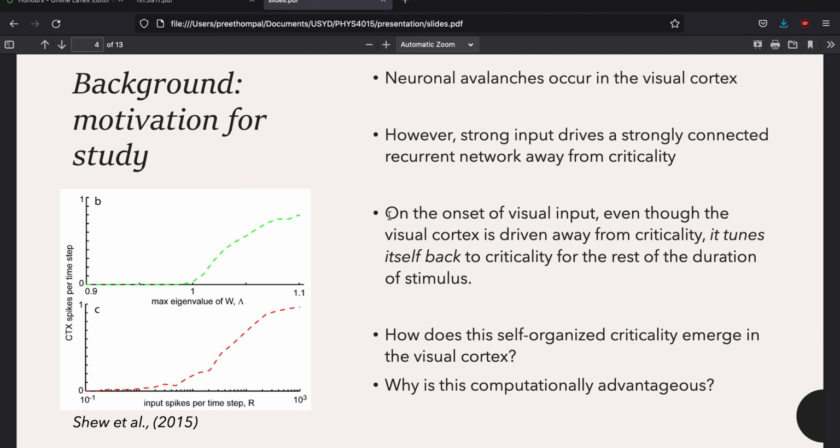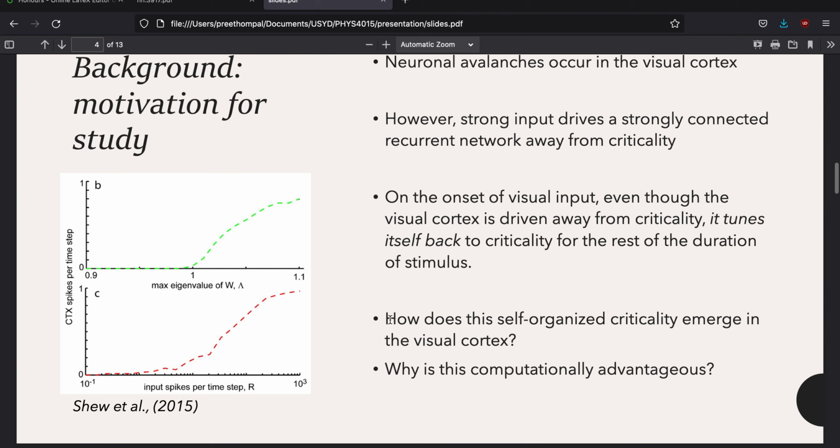So if we have too much input or too high a rate of input, then we'll be driven away from criticality into this supercritical region. So on the onset of visual input to the visual cortex, the visual cortex is driven away from criticality because you can kind of consider the onset as a strong input immediately. But it nevertheless tunes itself back to criticality for the rest of the duration of the stimulus. So if you open your eyes, your visual cortex might be driven away from criticality, but then as you continue looking, the cortex tunes itself back to criticality for the rest of the time that your eyes are open.